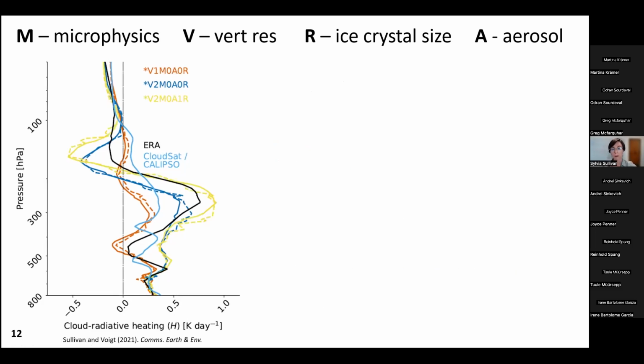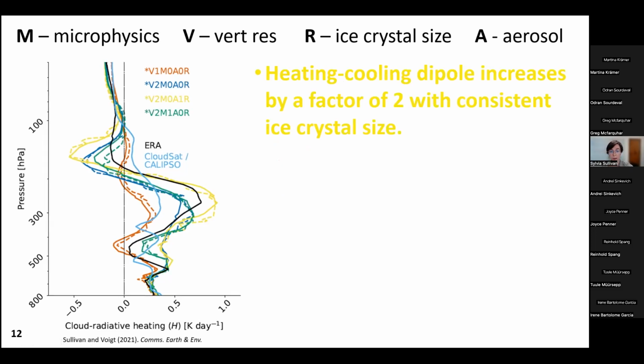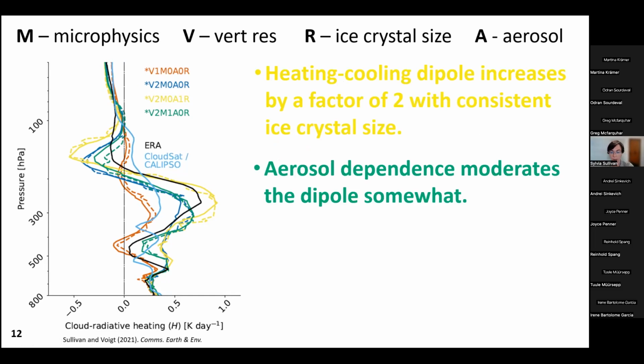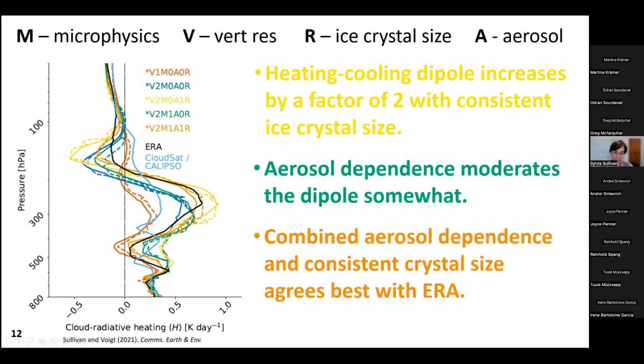And if we keep going now and look at the simulation that uses a consistent treatment of effective radius in yellow here, then we again stretch that dipole by a factor of 2. If we look at the simulation where we include aerosol dependence in the nucleation scheme, then we moderate the dipole a little bit. And I'll give you one more where we flip all of the switches at the same time in orange. So we have a 2 moment microphysics scheme, aerosol dependence, and a consistent treatment of radius. And if you squint here, amidst all the profiles, that orange profile is the one that agrees best with the profile from ERA.